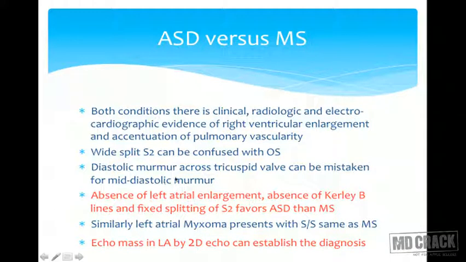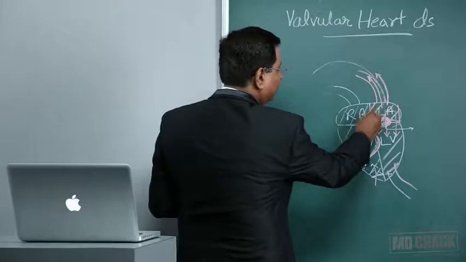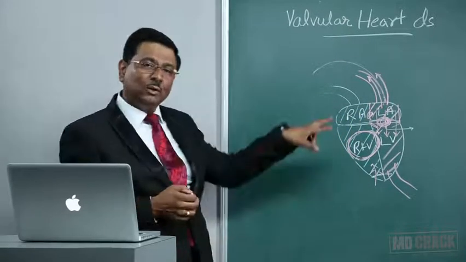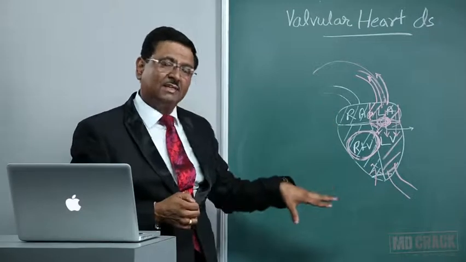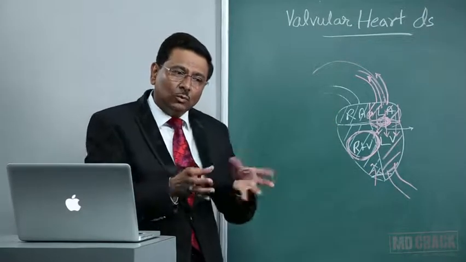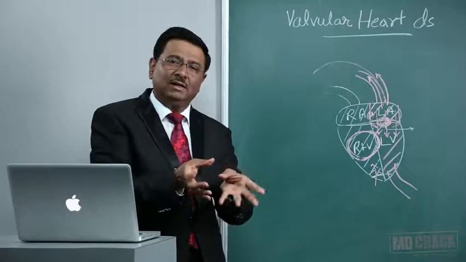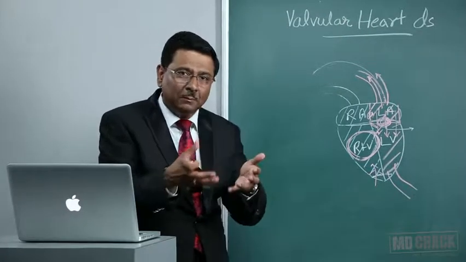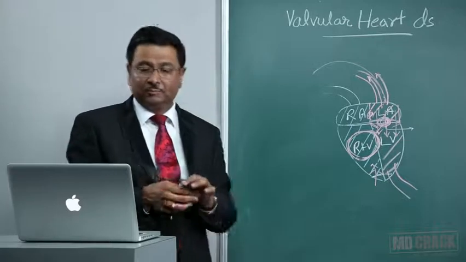In both the conditions, there is clinical, radiologic and electrocardiographic evidence of right ventricular enlargement and accentuation of pulmonary vascularity. As you all know, what is atrial septal defect? A defect within the interatrial septum. So ASD and MS, that is mitral stenosis, give rise to overlapping clinical features. So we need to understand how to differentiate between these two important clinical conditions.